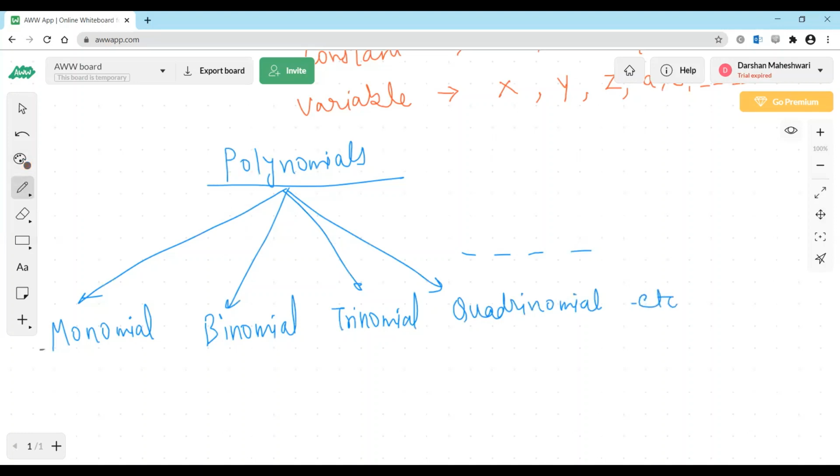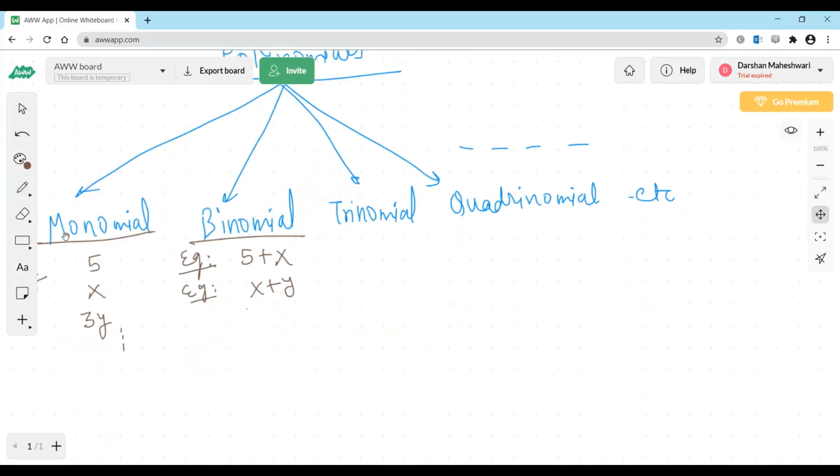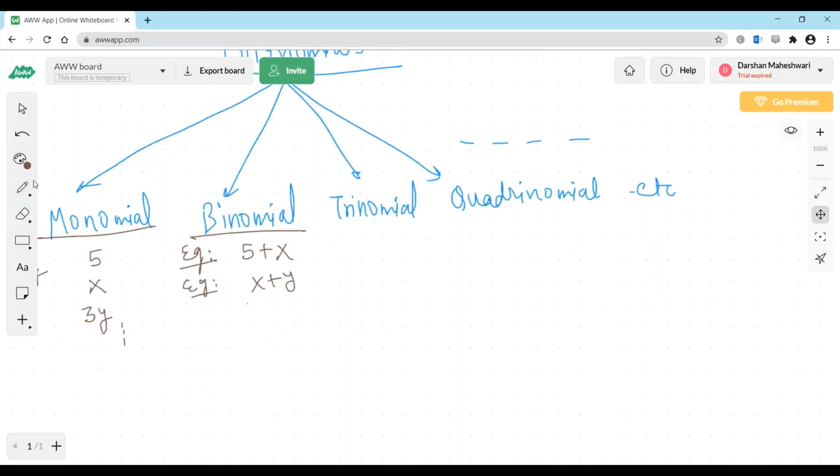So this is based on the number of terms which it has. For example, monomial means that the polynomial has exactly one term. So for example, just 5 is a monomial. Having an x is a monomial. Having, let's say, 3y is also a monomial. Binomial means it has two terms. So it can be 5 plus x, or x plus y, or 2 minus x. That is also a binomial, etc.